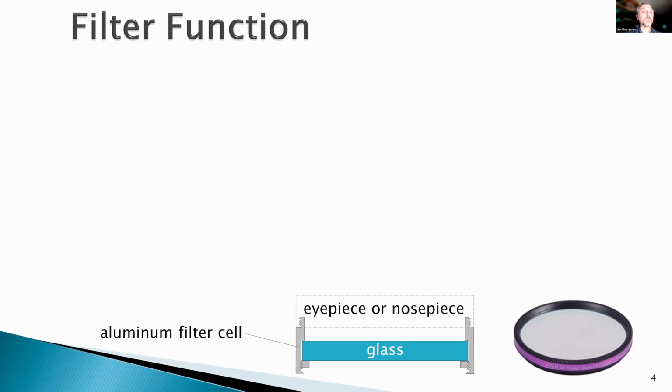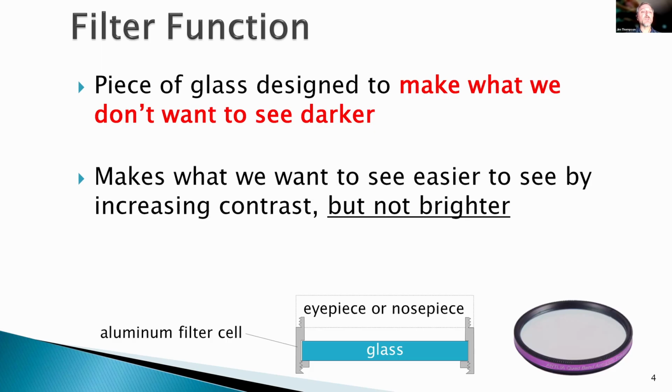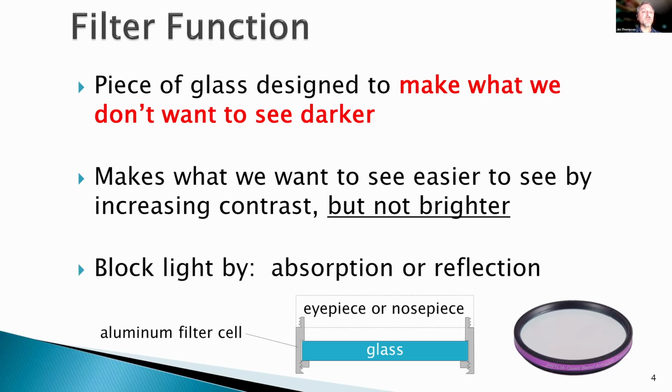The key is in what that piece of glass does. A filter's purpose is to make darker in the view the wavelengths of light that you don't want to see. Doing this helps you to see the desired parts of the scene more clearly due to the increased contrast, but filters do not make the object brighter. They only make what you don't want to see darker. This is achieved using two different methods. One is absorption of the wavelengths that you don't want to see, and the other is reflection.